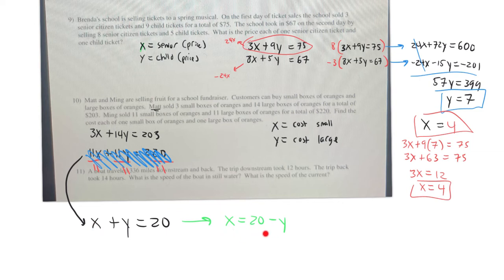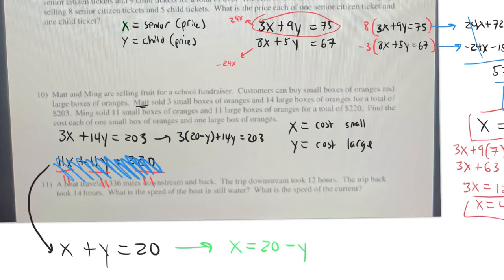Now, do you agree, those watching, that what that means is anytime I see an x, I could replace it with 20 minus y, right? Isn't that what it means? Well, that's what we're going to do here. We're going to replace this x with a 20 minus y. So we have 3 times 20 minus y plus 14y equals 203. And then we literally just solve for y at that point.